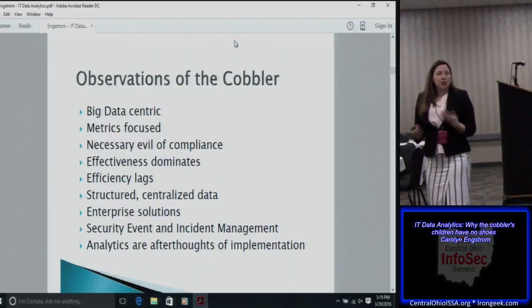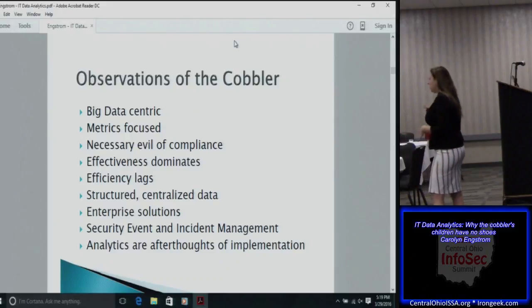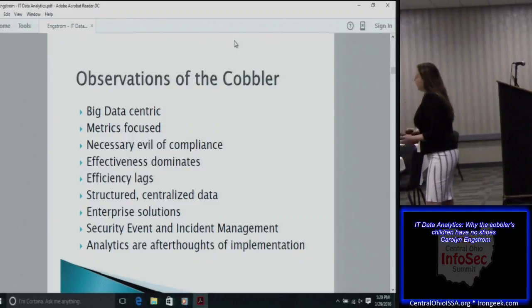The other thing is that when you talk about data analytics, I find that IT goes directly to security event and incident monitoring. Your sys logging, your log monitoring, that's the first place that mine goes. That isn't everything about data analytics.